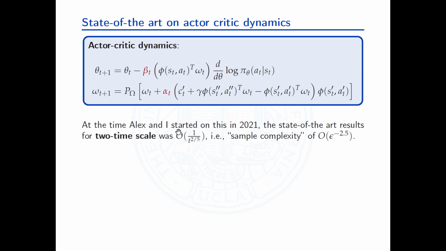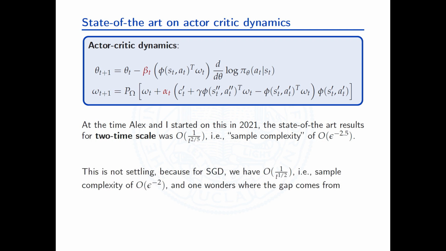that was known for the 2-time scale was 1/t⁵. If you want to write this in terms of sample complexity, this is roughly speaking the sample complexity. Now, this is a little unsettling. Why? Because for SGD, you have 1/√t. So the question is, why is there a gap? Should this be there? Is it because we're slowing down, or what is the reason? So this is where we started thinking about this.